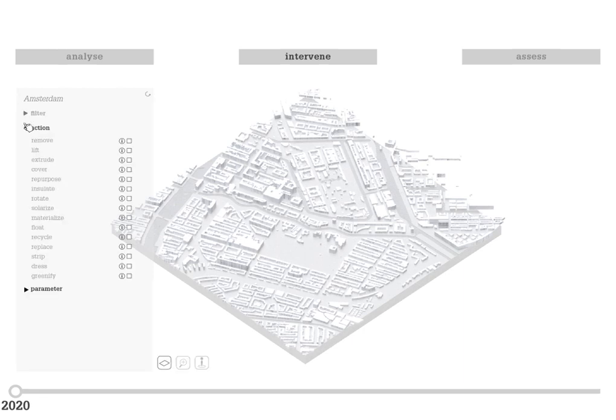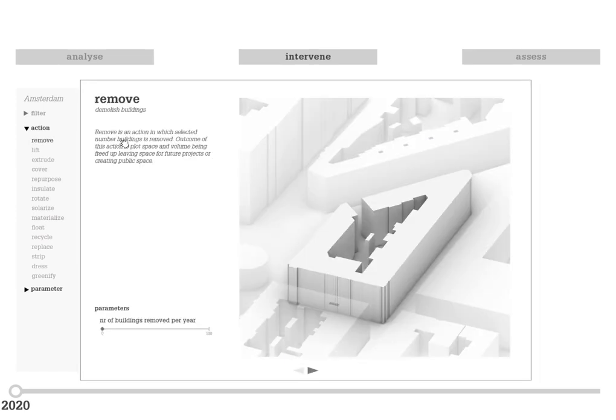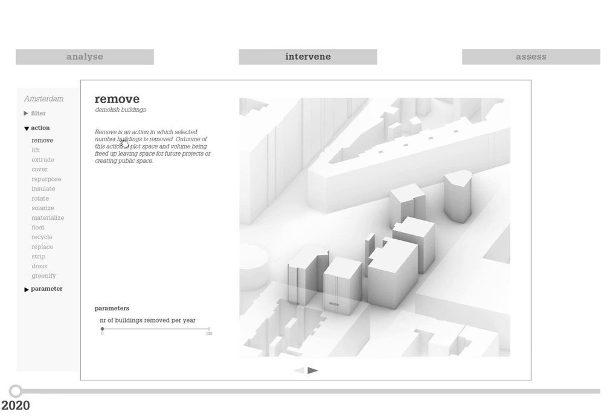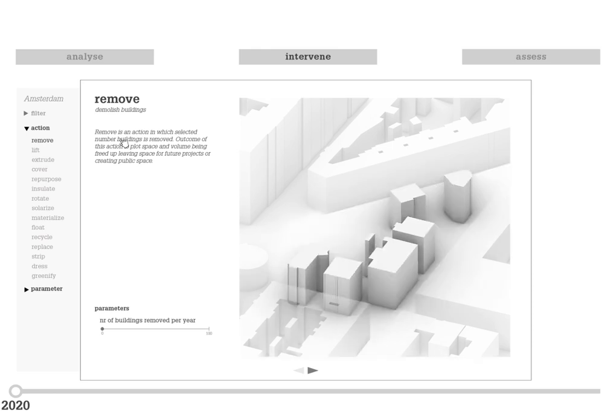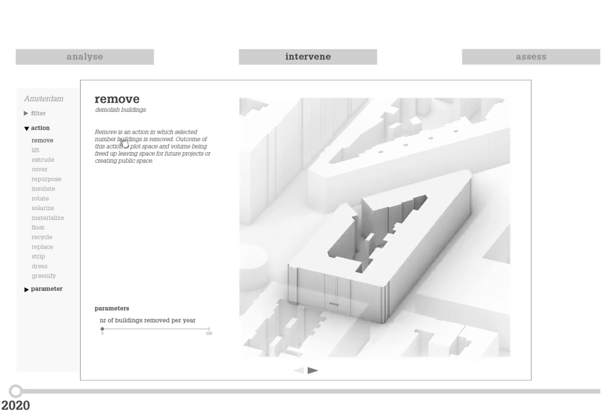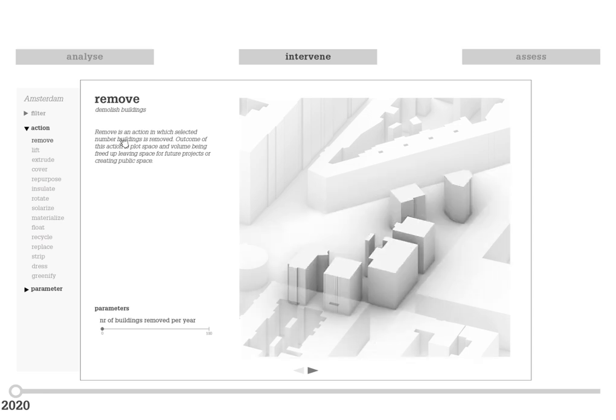Now we have unfolded this tab, we have an overview of all of the actions we can apply to our aging built environment. Let's start by looking at the first action on the list, remove. By clicking on the information icon, a pop-up appears. The first page provides the user with information about the action. It presents a definition, a description, as well as the parameters that are relevant to the action.